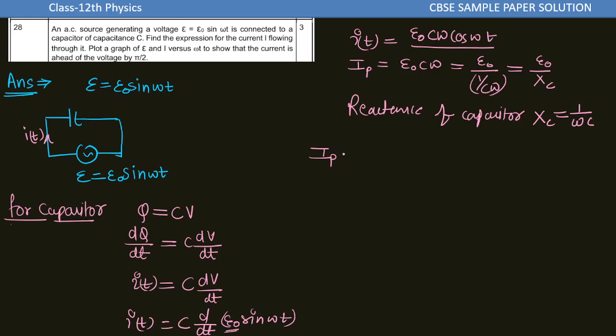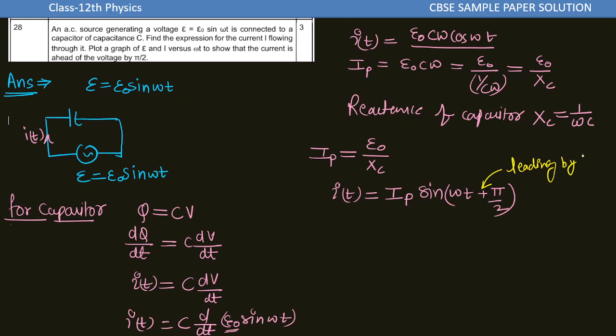So this Ip is equal to E naught, that is the peak value of potential, divided by XC. Now this i(t) can be written as Ip, the peak value of current, into cos omega t, which can be written as sine omega t plus pi by 2. This positive sign is showing that this current is leading by pi by 2. We have to plot these E and i. We have already found the expression for the current, and now we plot E and i.